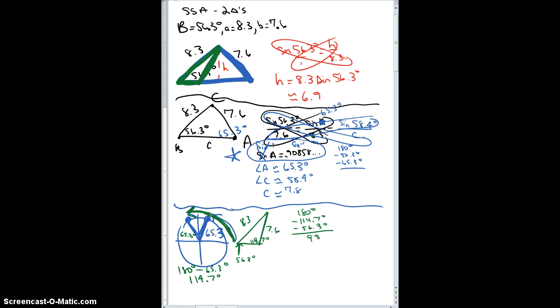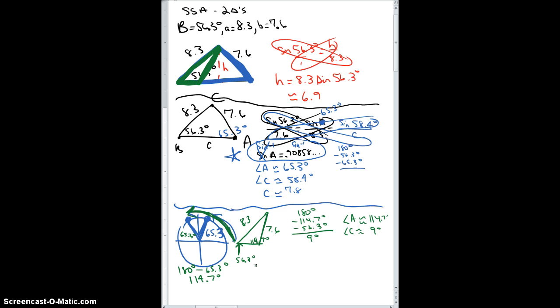Okay, so what have I figured out here? Angle A, the other option instead of this guy is 114.7 degrees. Angle C, which is the other one I didn't know, the other option would be 9 degrees. Obviously, if this is obtuse, this is going to have to be fairly tiny, because that's a pretty big obtuse angle, and we already have 56.3 over here.